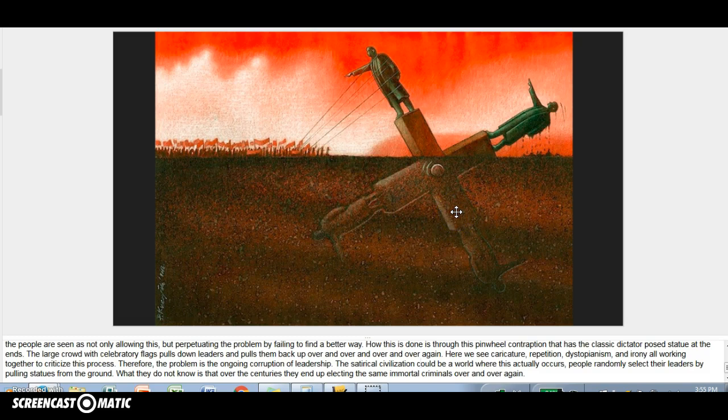So say you were given this problem and asked to create a satirical civilization to, through allegory and satire, show how it's a problem. The resulting satirical civilization could be a world where this is actually occurring. People gather in this kind of magical place, and they have this ritual of whenever they're unhappy, they pull down the statue of the leader, and magically this image of a new leader appears, and they find the person with the same likeness and they make them their leader. It would be like a religious experience.